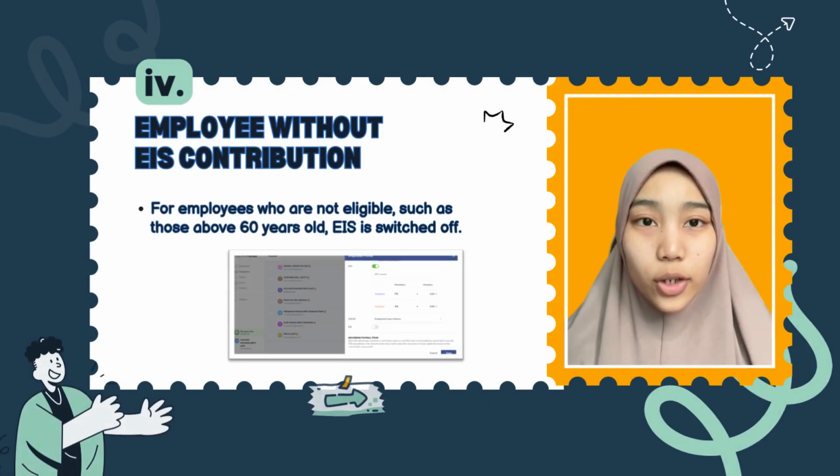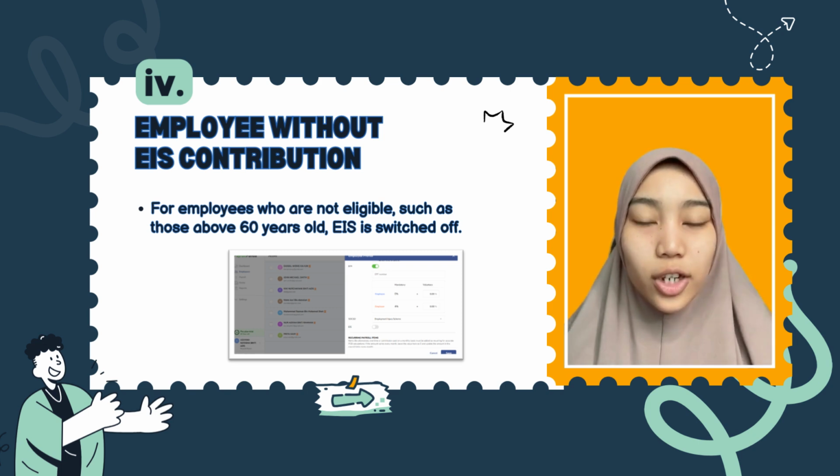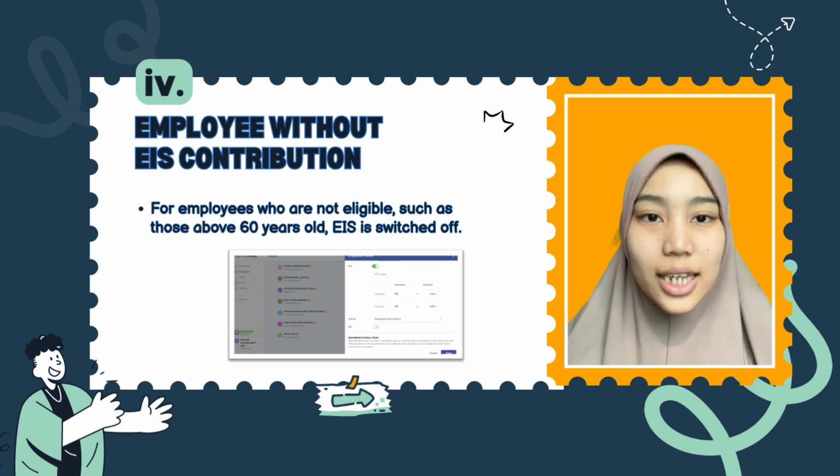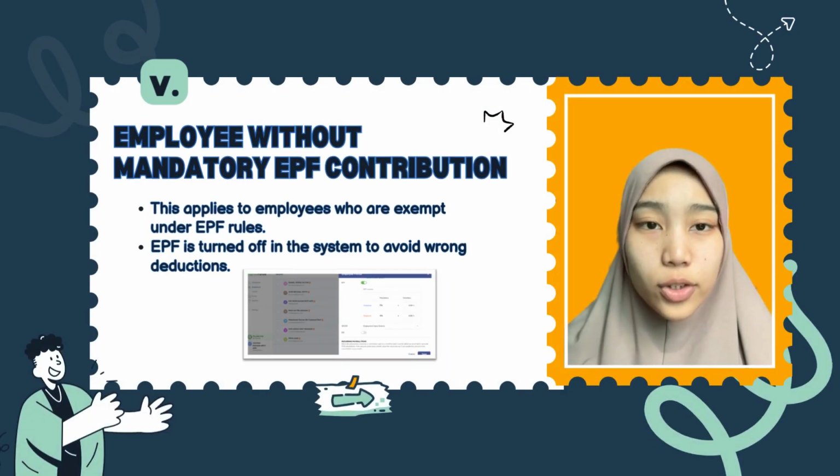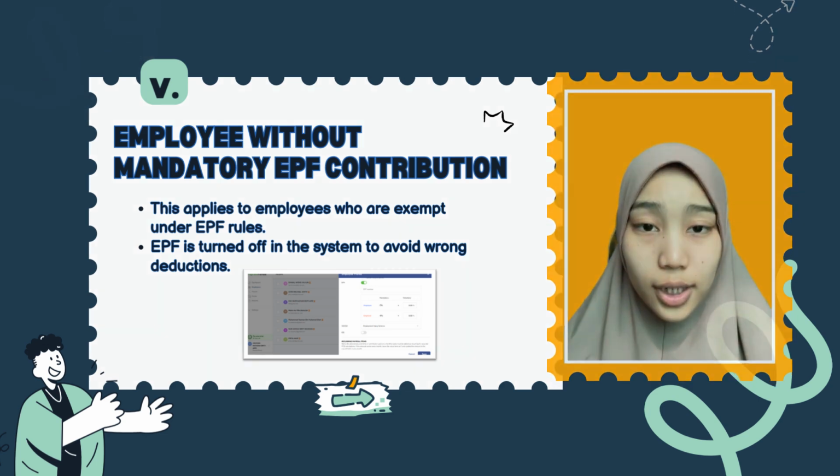Next is an employee without EIS contribution. For employees who are not eligible, such as those above 60 years old, EIS is switched off. Lastly is an employee without EPF contribution. This applies to employees who are exempt under EPF rules. EPF is turned off in the system to avoid wrong deduction.